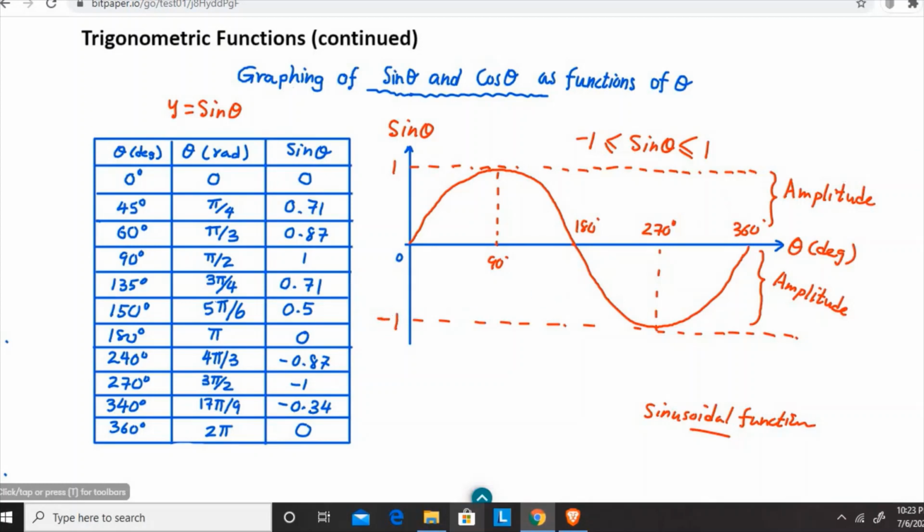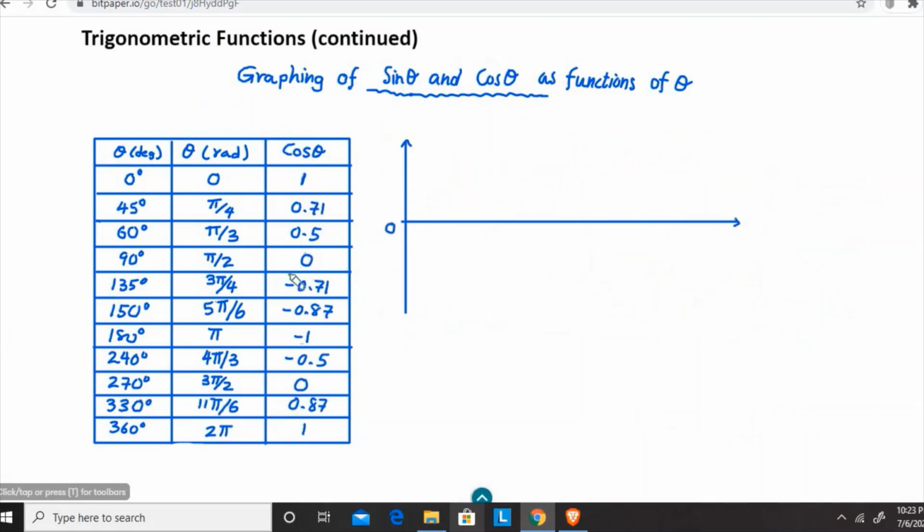Now let's look at the cosine function. It's going to be the same kind of process. I have again listed a table. You can see the theta values in degrees, their corresponding values in radians. And then what we can do is we substitute for this angle using a calculator, and then we can get the numerical value for cosine theta.